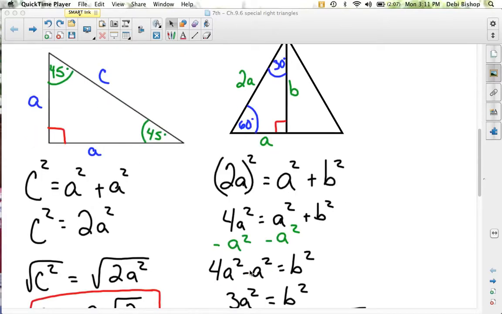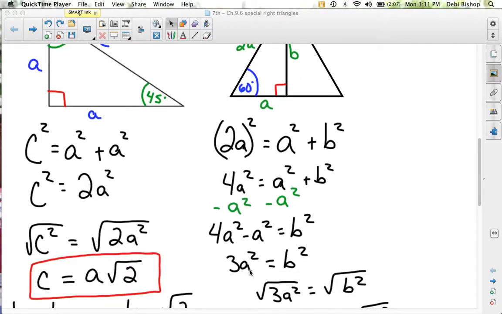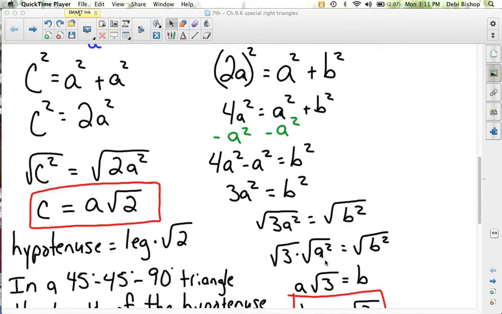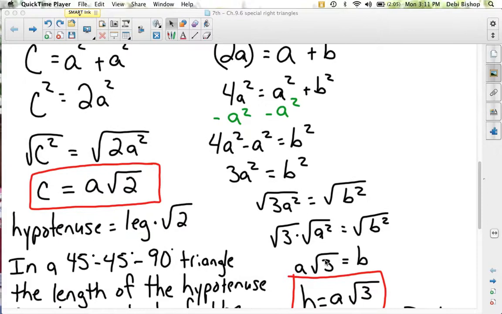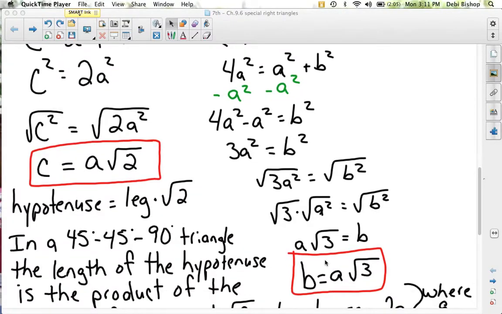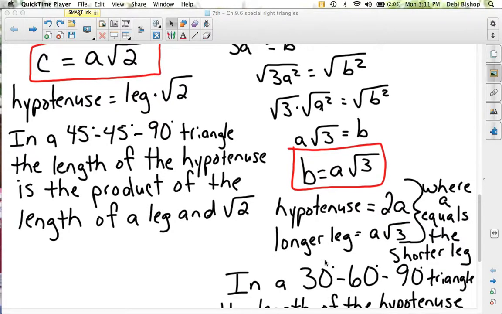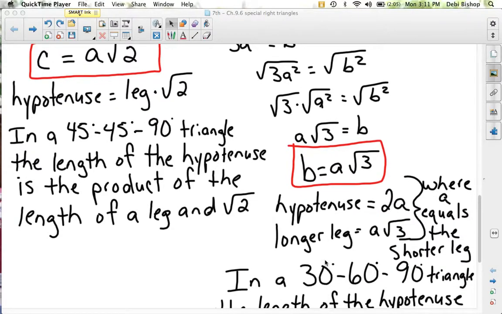Let's combine like terms. You have to get rid of your A squared on the one side. So you have 4A squared minus A squared equals B squared. Now you have 3A squared equals B squared. Take the square root of both sides to get B by itself, and you can see that B equals A square root of 3. So in words, in a 30-degree, 60-degree, 90-degree triangle, your hypotenuse is 2A, and your longer leg is A square root of 3, where A is equal to the length of the shorter leg.